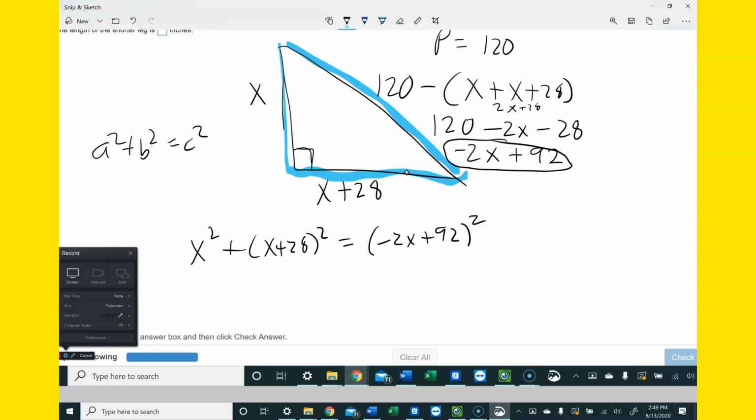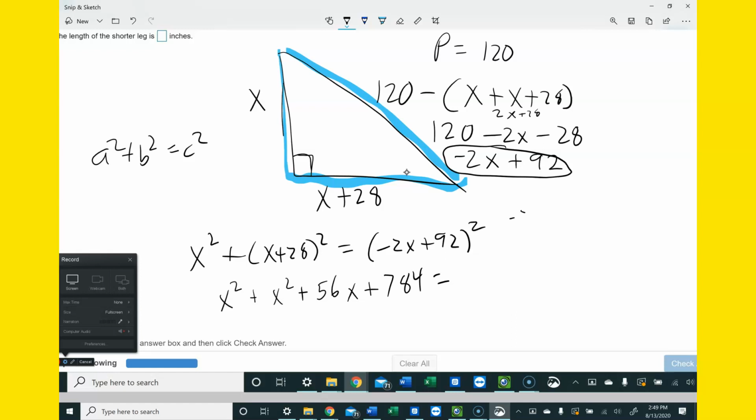Then from there I could solve it by hand, or I could even solve it in a calculator again. Do the left side in y1, the right side in y2, see if I could find where they cross. Let me just see what happens when I work on it by hand a little bit. That's going to be x plus 28 times x plus 28. That's going to be x squared plus 28 and 28 is 56x plus 28 squared. Let's see what that is. 28 squared, 784.